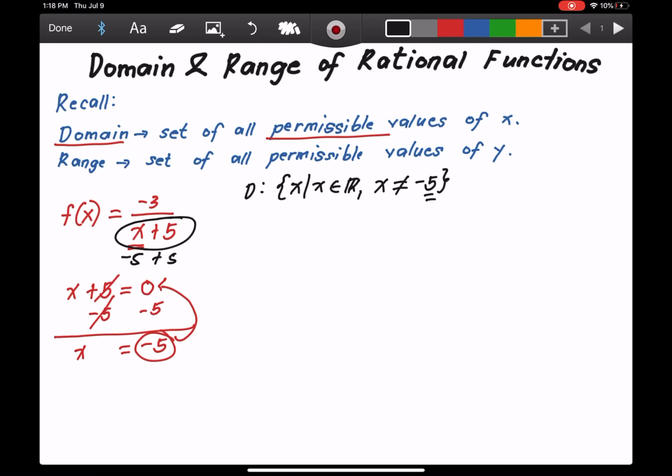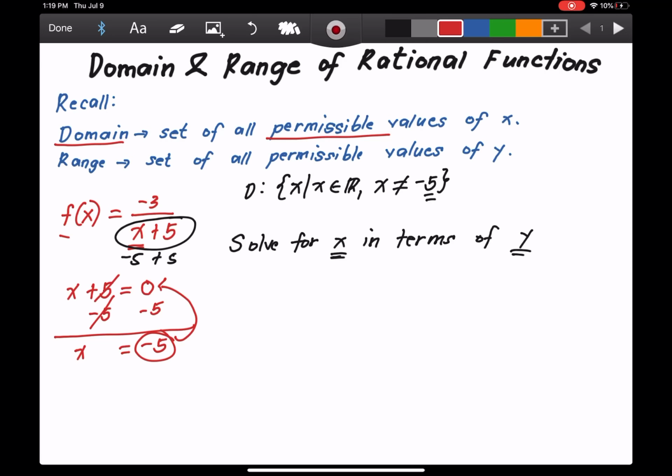Now, how do we find the range? Okay? So, bibigyan ko kayo ng technique dito. Ang gagawin natin ay, we solve for x. Okay, I'll just write it. Solve for x in terms of y. So, we're going to solve for x daw, in terms of y. Okay, paano yun? Okay, let's start. Let's proceed in solving that.